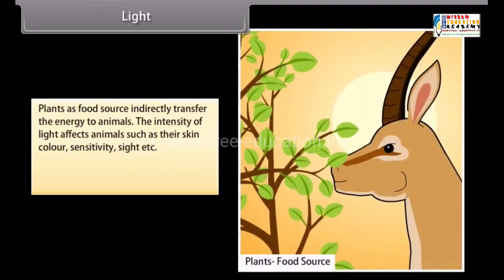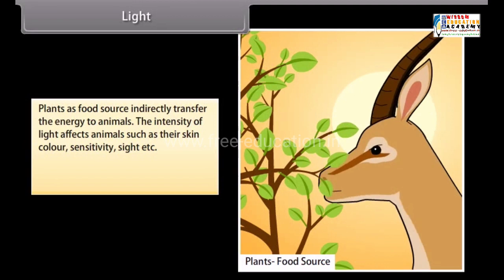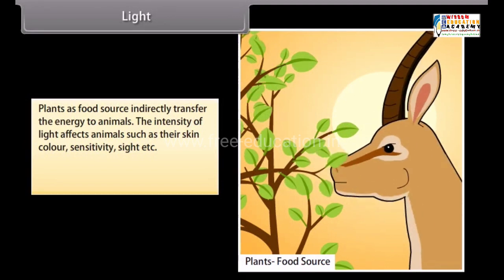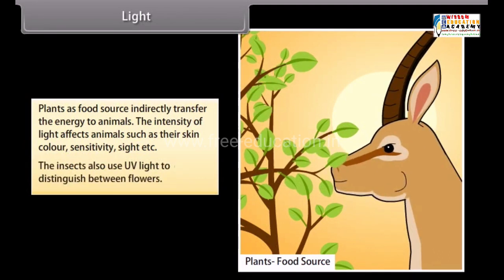Plants as a food source indirectly transfer the energy to animals. The intensity of light affects animals, such as their skin color, sensitivity, sight, etc. The insects also use UV light to distinguish between flowers.